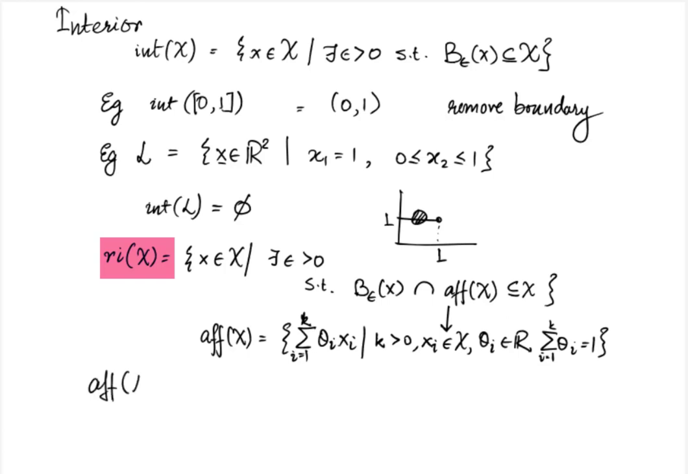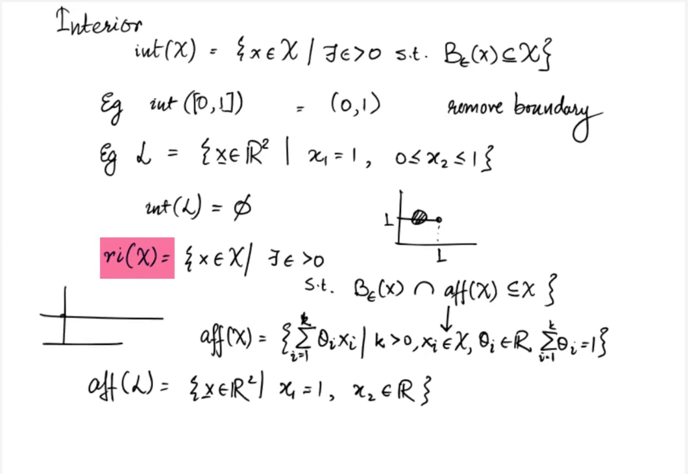For instance, you can verify that the affine hull of this line segment L in R^2 is the x2 axis at x1 equal to 1. So if we intersect the open epsilon ball around any point with the x2 axis, we will obtain an open interval on this line. That open interval clearly lies inside the original line segment L. Therefore, the relative interior of L is the open interval (0, 1).